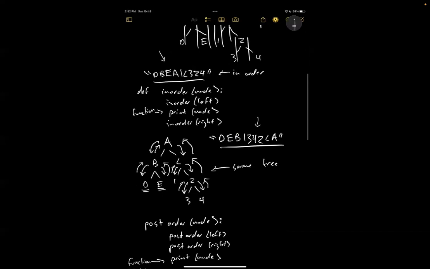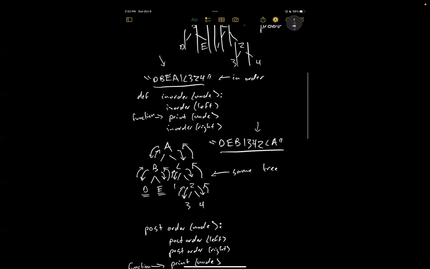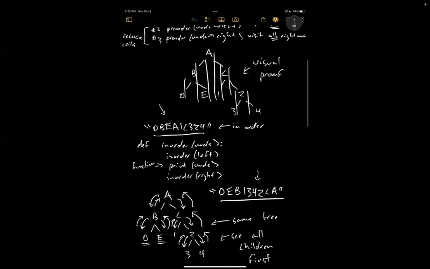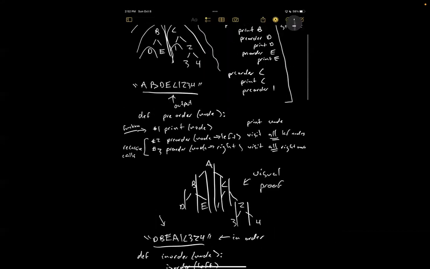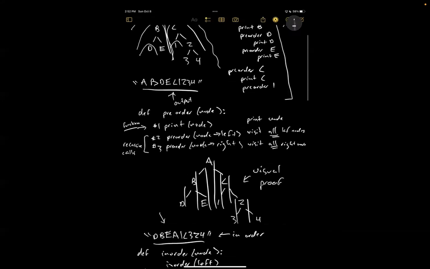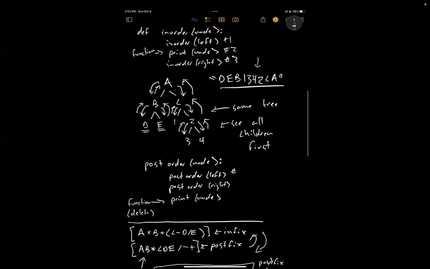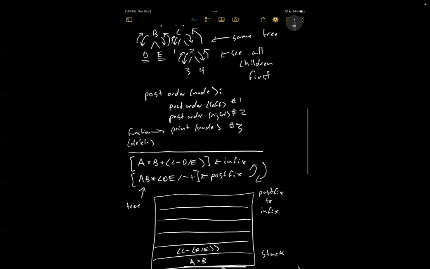For pre-order, I think the easiest way to think about this is like backtracking, and the rule of thumb is you've got to see all children first. And the main takeaway between these traversal algorithms is where your function call is in order. So if your function call is first, you're doing pre-order. If your function call is second, then you're doing in order. And if your function call is third, then you're doing post order. And that has a big impact on what actually happens with your algorithm.